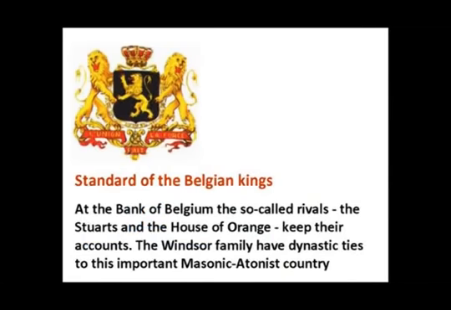Here's the standard of the Belgian kings, showing 3 lions. Belgium is important because at the Bank of Belgium, the so-called rivals, the Stuarts and the House of Orange, kept their accounts. The Windsor family have dynastic ties to this important Masonic Atenist country. And my colleague Andrew Power pointed out that the whole Battle of the Boyne, which is ostensibly fought between these rival groups of Protestants and Catholics, Stuarts and the Orange men, the House of Orange, King William I.